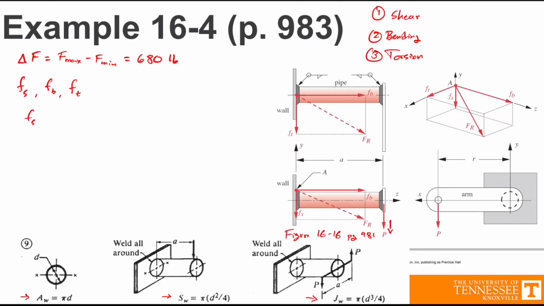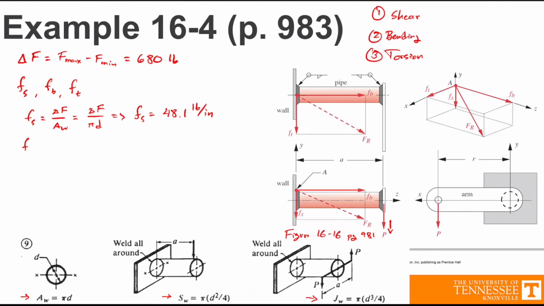So for FS, it's going to be that delta F over AW, which is just going to be equal to delta F over pi d, which if you plug the numbers in, that gives us an FS of 48.1 pounds per inch.